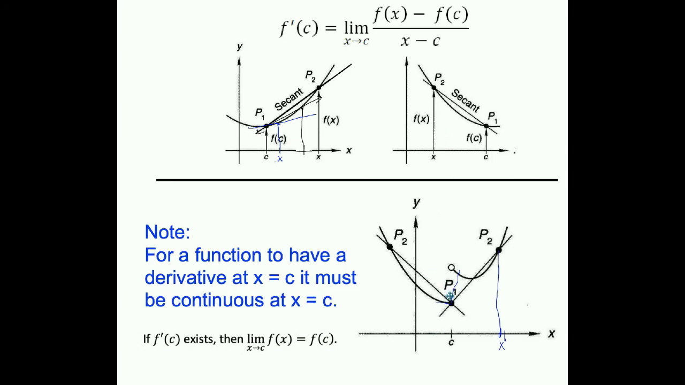So it's got to be continuous. We can't have one of these jump discontinuities here or something like that. So in order for a function to have a derivative at a certain point, it must be continuous there. There's some other stipulations, but it definitely has to be continuous. Another way of saying that, if f prime of c exists, the derivative at some value c exists, then the limit as x approaches c of f of x must be equal to f of c. Really what this is saying is it must be continuous at c.